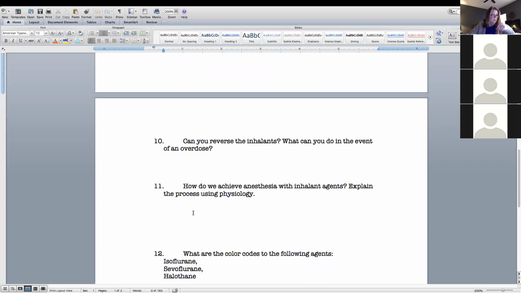For number 10, can you reverse inhalants? What do you do in the event of an overdose? The inhalants are not reversible, okay? The nice thing about inhalants, especially ISO and SEVO, which is what you guys will use, is if we have an overdose, which maybe you turn them up for too long, you immediately turn them off and increase your oxygen delivery. Sometimes I'll turn up my flow meter. I haven't talked about the flush valve yet on an anesthetic machine, but there's a button called the flush valve, and when you hit it, it delivers a burst of oxygen only into your system.